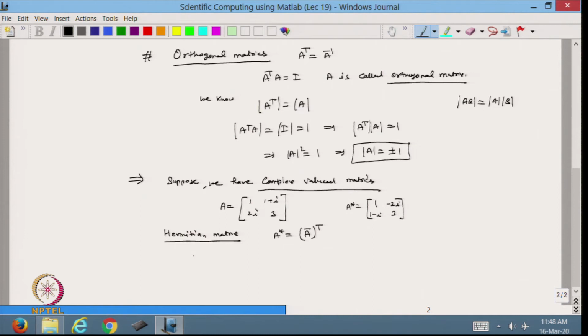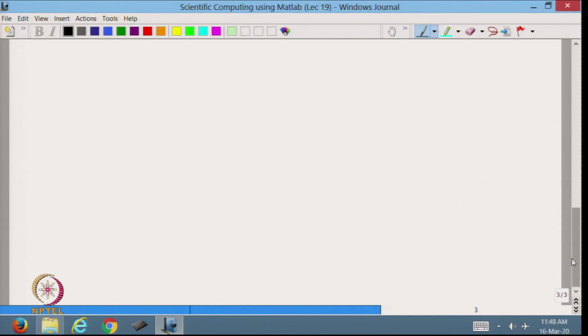So, the Hermitian matrix is, if A star is equal to A, this is my condition, then the matrix A is called a Hermitian matrix. So, that is my Hermitian matrix.